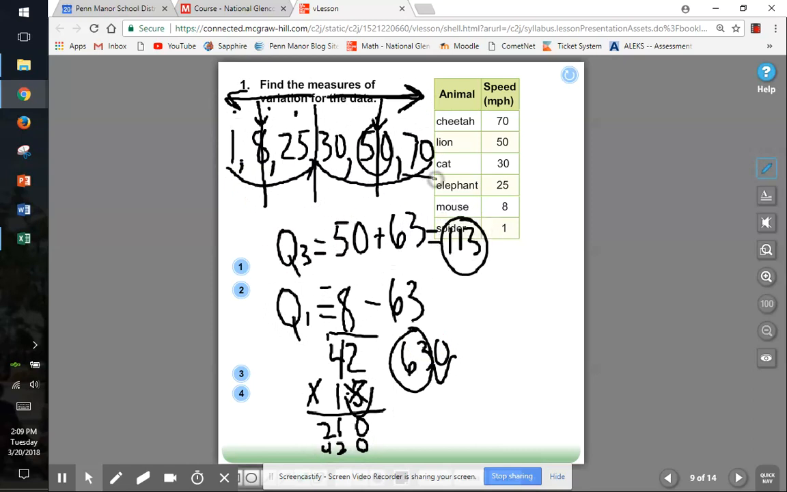And I take that number and I look at the bigger end. Are there any numbers larger than 113? There's not. So right now, I don't have any outliers. And then I take 8 minus 63. I know that's a massively negative number. There are no negative numbers in my set, which means those are also covered.